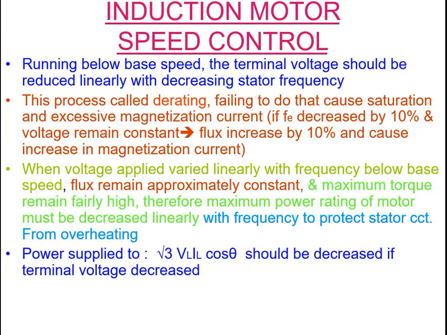When the voltage applied is varied linearly with frequency below base speed, then V by F is maintained constant, so my flux remains constant, and the maximum torque remains fairly high. Therefore the maximum power rating of the motor must be decreased linearly. Here the power supplied to the three-phase induction motor is root 3 VL IL cos theta, which should be decreased if the terminal voltage is decreased.